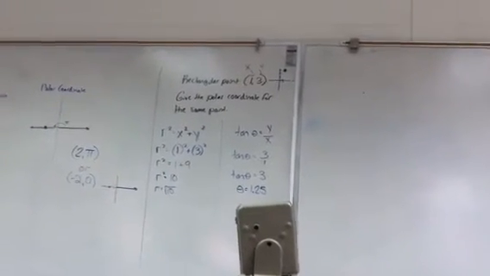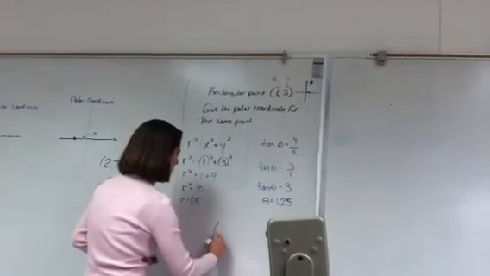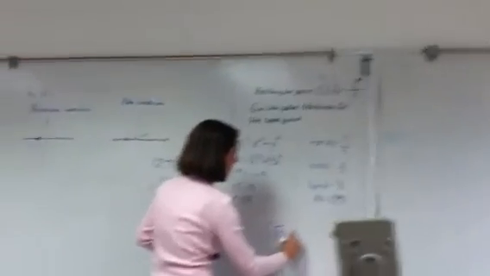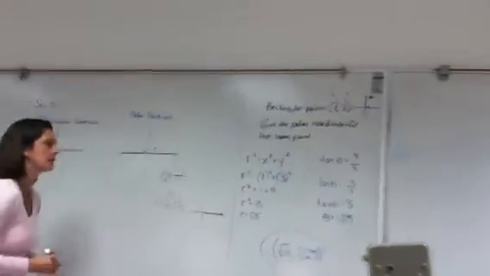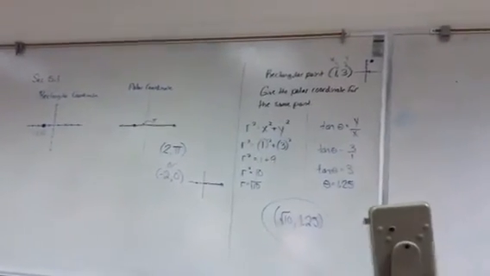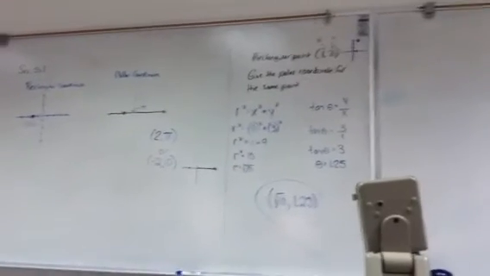All right, and then you just want to put it together, make it look like a coordinate. R value is square root of 10, the theta value 1.25. That's it. So we'll always have to use those formulas. Yeah, you always use those formulas.